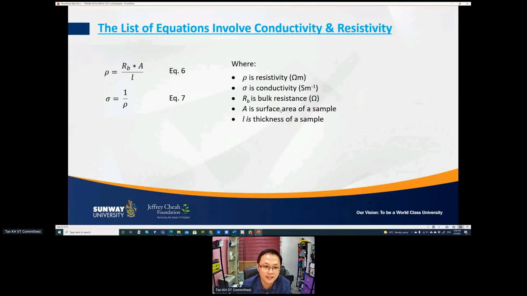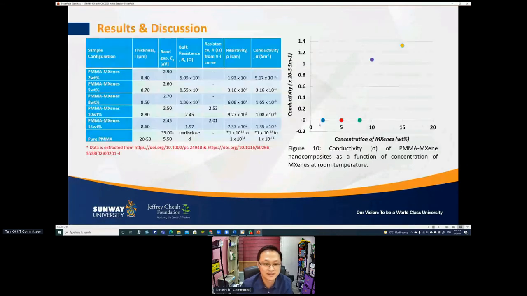So this is the conventional formula that I use to find the conductivity and resistivity. This is the table showing the respective parameters: the thickness of all the nanocomposite films with the corresponding band gap and the bulk resistance that we get from the electrochemical impedance EIS. And we use the multimeters just to determine the two samples, 10 and 15 weight percent of the MXene. So those two values are quite near to each other. And from there, we find the conductivity values.